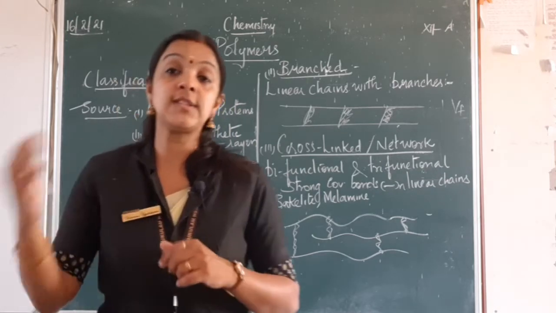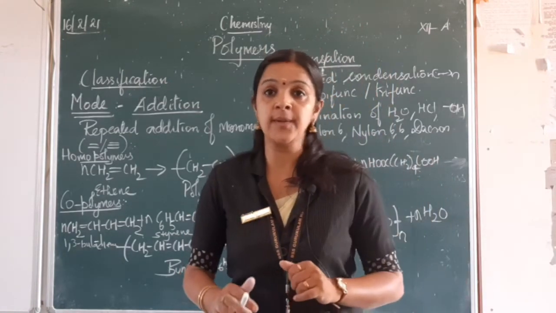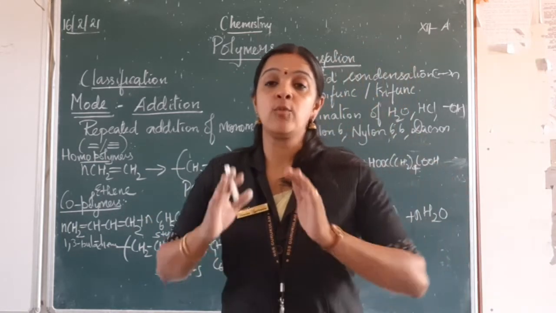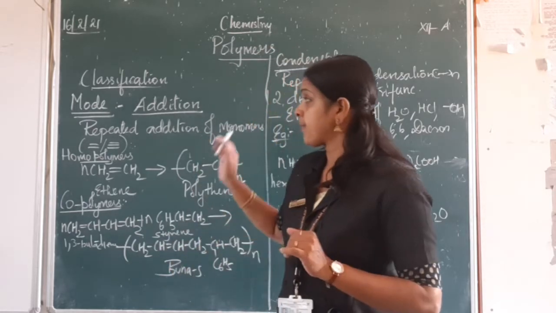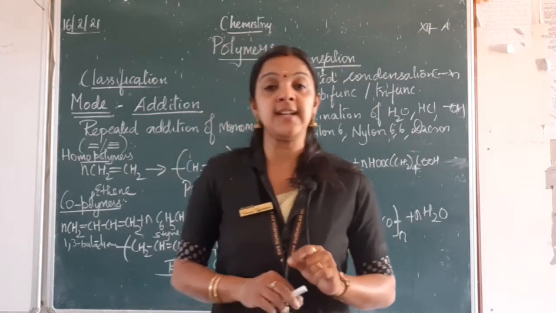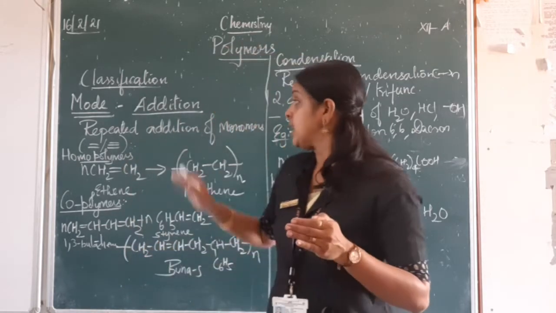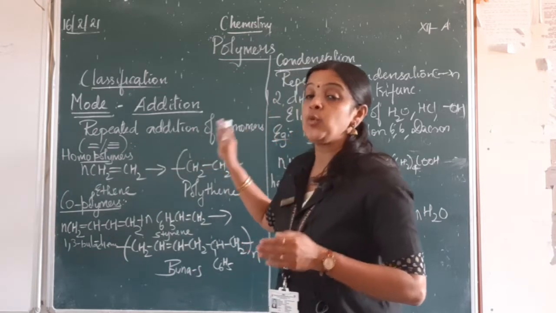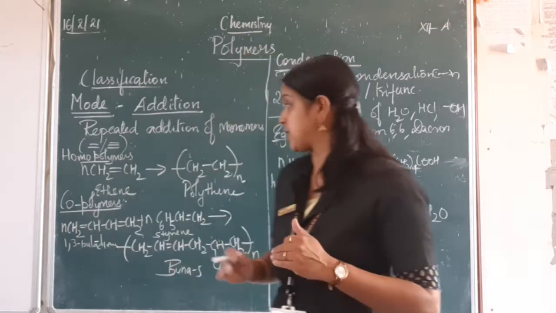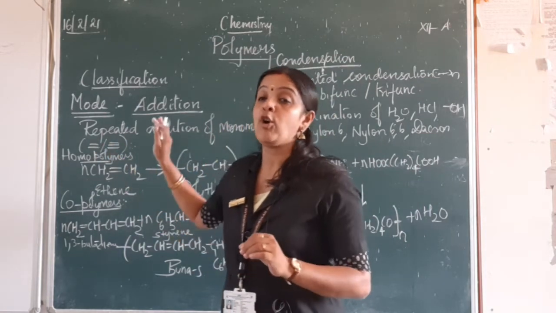So let us now learn also about other classification. We learned there are two classifications based on source and structure. The next classification is based on the mode of polymerization, which means the way the polymerization takes place. The first one is addition polymerization. From the name addition, it is very clear that the monomer units get added repeatedly again and again. So, repeated addition of monomer units will give a complex unit. Such a polymerization we call addition polymerization. In this, the monomers will have either a double bond or a triple bond.